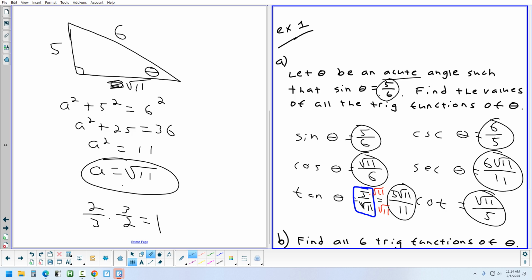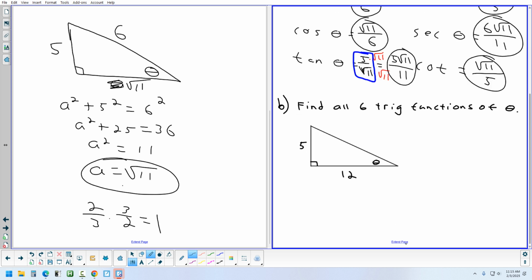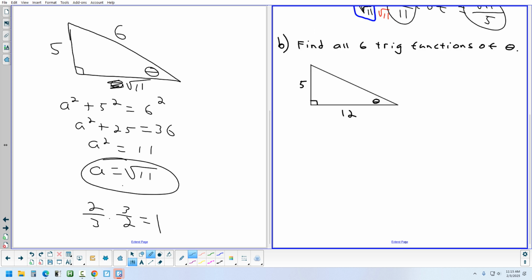All right, so let's try part B. Part B, find all 6 trig functions. And they give us the 2 legs, 5 and 12. What's the first thing we have to find in this one? Does anybody know what the hypotenuse is going to be? C. Okay, that's the letter, yep. How about the number? 13, yeah.